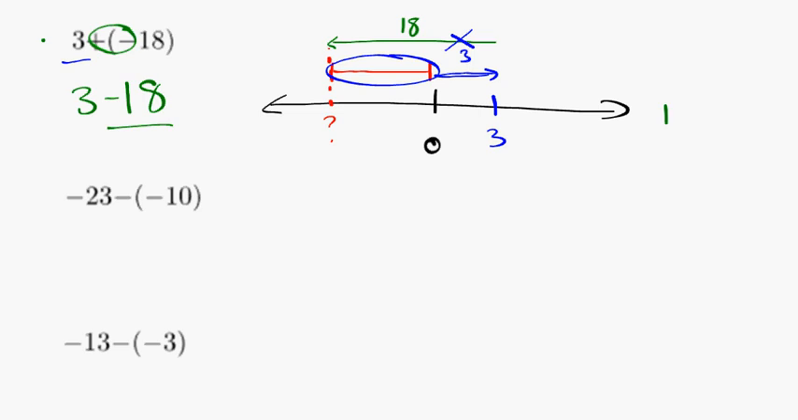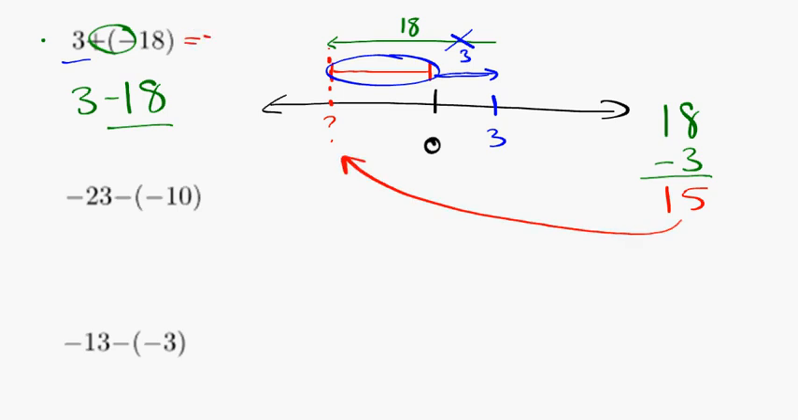So 18, take away 3. 18 minus 3 is going to give you 15. But that is not your answer. It is not 15 because we are on the left side of 0 once again. 3 minus 18 is a negative 15. That's where we end up, negative 15.